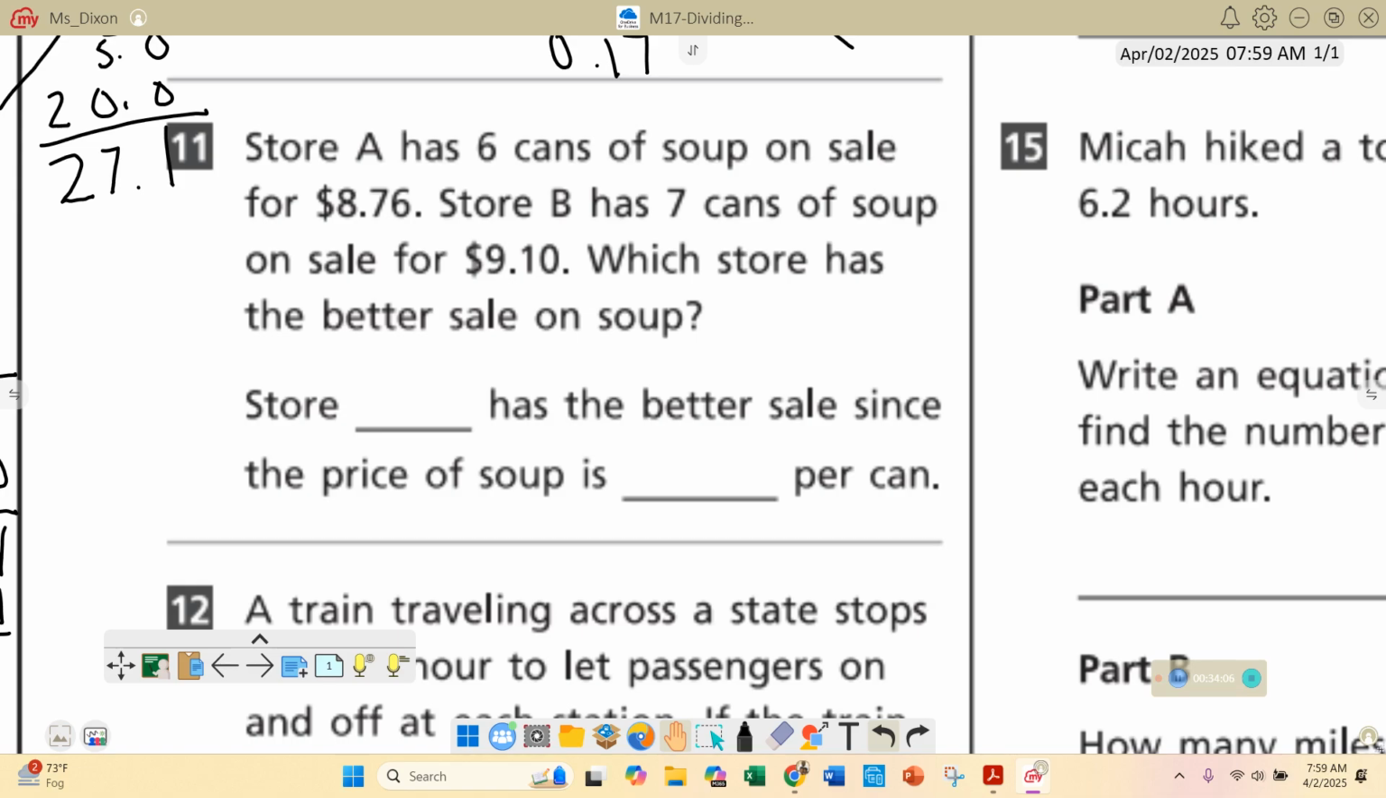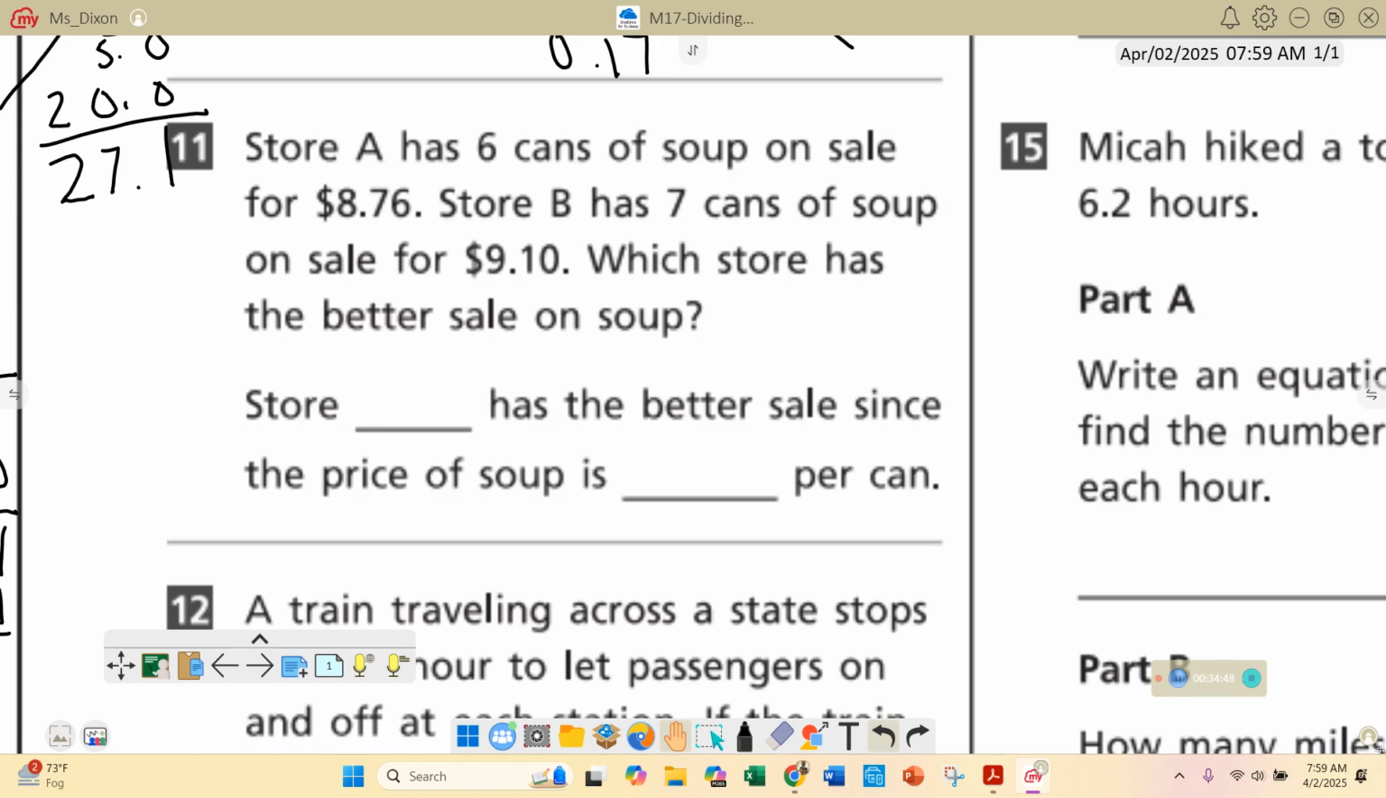Store A has 6 cans of soup on sale for $8.76. Store B has 7 cans of soup on sale for $9.10. Which store has the better sale on soup? To solve this problem, we will have to figure out how much each individual can of soup would be if we bought it at store A or store B. Whichever one costs the least for each individual can, that store would have the better deal.